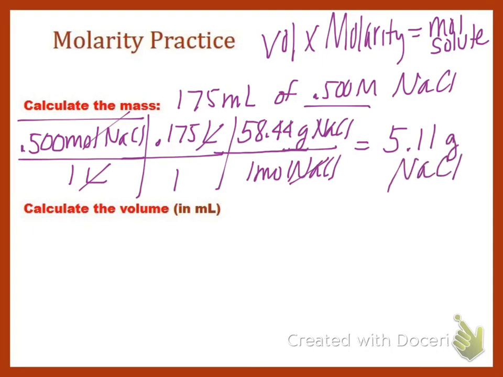So if I went into the lab and I massed out 5.11 grams of sodium chloride and I dissolved it in 175 milliliters of water, I would have a 0.5 molar solution.